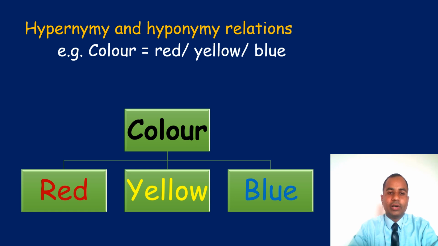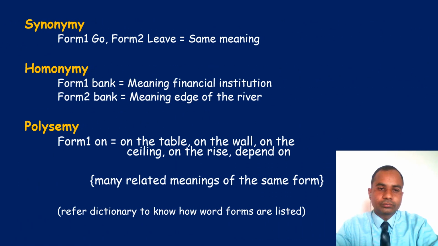Yeah, I have given already how this is represented in the chart format. So color is a hypernym, whereas the relation between these colors are hyponyms. Then in synonyms we have the forms go and leave. These are two different words or word forms, but the meaning is the same. Go out of this room or leave this room has the same kind of meaning.